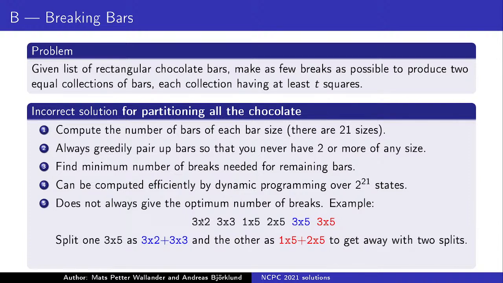This is a bad idea because the optimal solution here is to split one of these 3x5s into 3x2 plus 3x3, and the other one as 1x5 plus 2x5. And then using only 2 splits, we managed to make 2 identical collections of bars of all of the things.